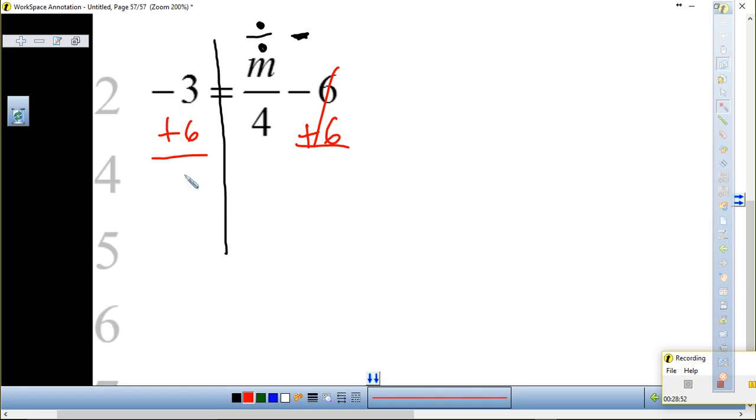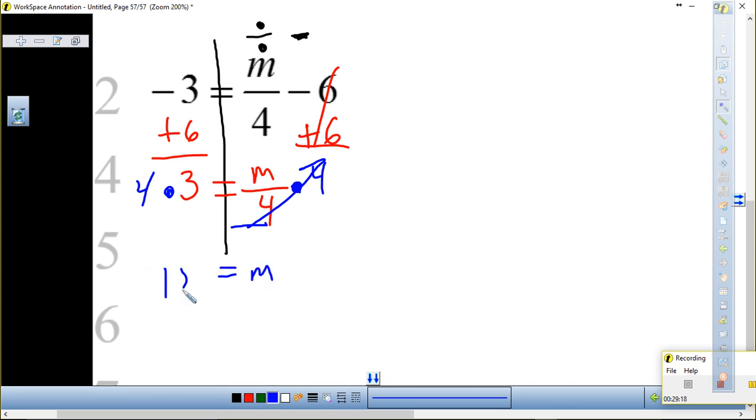So what is 6 minus 3? 3. Bring down the M over 4. And what operation was this? Division. So what is the opposite? Multiply times 4. Multiply times 4. Look what I'm going to do here. Look up. What did I do? A giant 1. Do you guys see that? So 1 times M is M, and that is equal to 12. So we have 12 equals M.